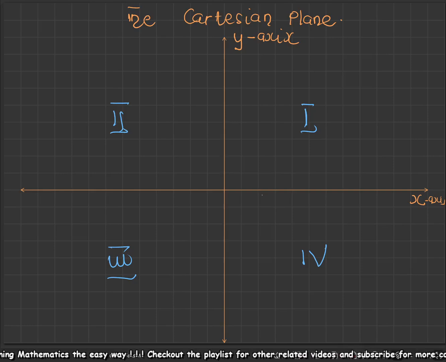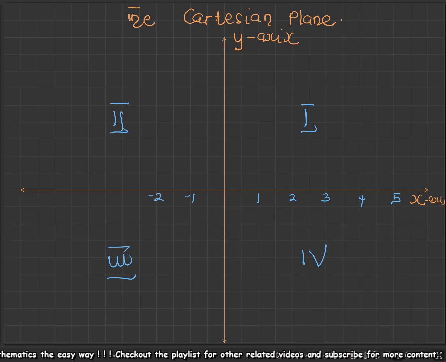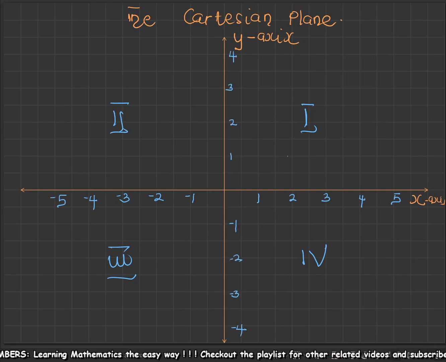So for the first quadrant, our x-axis has positive values over there. As I said earlier on, this over here is our x-axis, and if we want to label it, we are going to have the values 1, 2, 3, 4, and then 5. And on the left hand side, we are going to have negative values. So -1, -2, -3, -4, and -5. Let me label the y-axis as well. So this is my labeled axis.